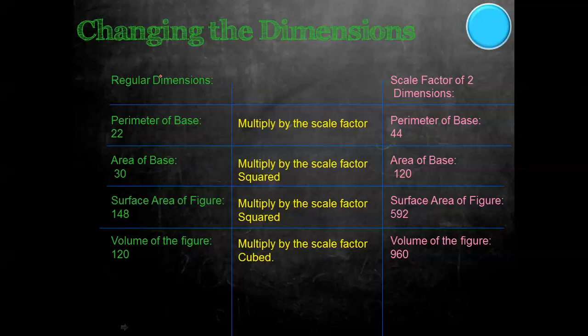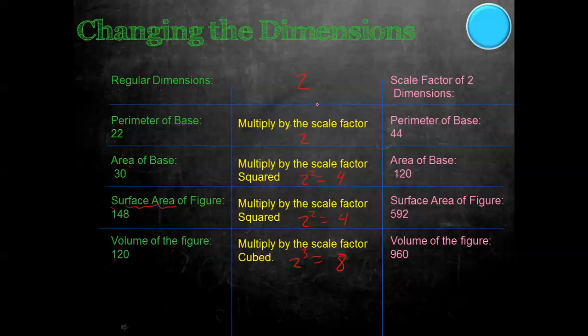So when we're given the regular dimensions, for the perimeter of the base, whatever the regular dimension is, you're just going to multiply by the scale factor. So let's say it's 2. You're going to multiply it times 2, which would be 44. For the area, you're going to multiply by the scale factor squared, or 2 squared, which is 4. 30 times 4 is 120. For surface area, so any type of area, you're just going to square the scale factor. So 2 squared, which is 4. 148 times 4 is 592. For the volume, you're going to multiply by the scale factor cubed. So 2 cubed, which is 8. 120 times 8, which is 960, okay?